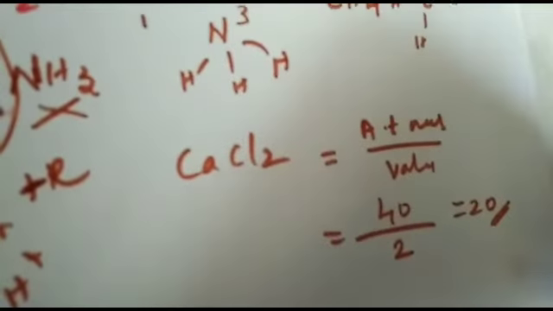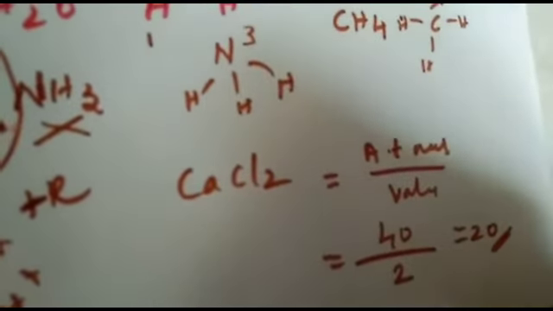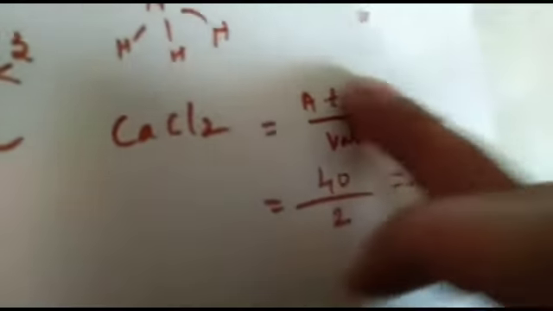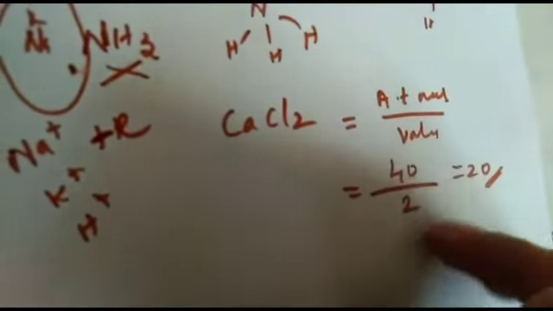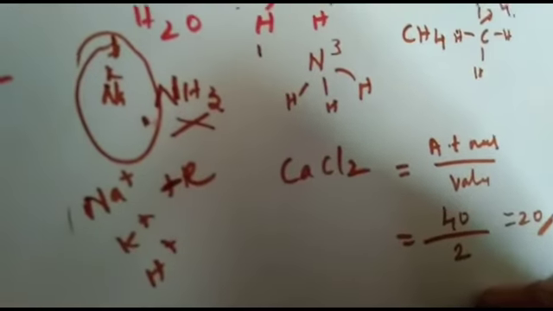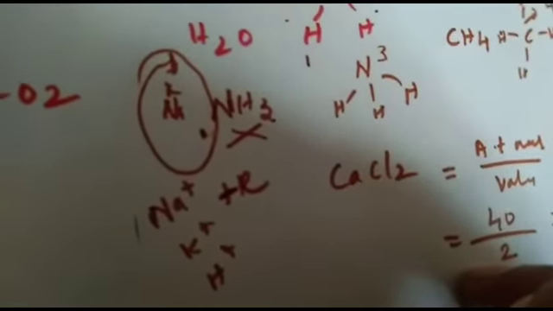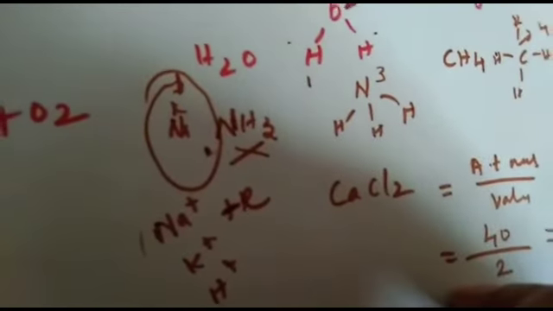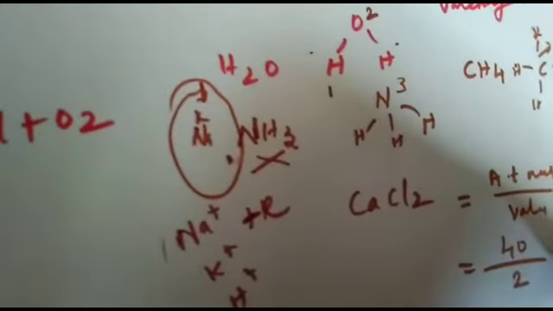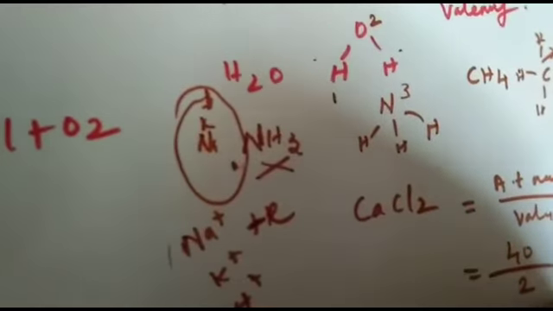The equivalent mass of calcium is 20. Next, atomic weight divided by valency equals the equivalent weight. These are the elemental species.